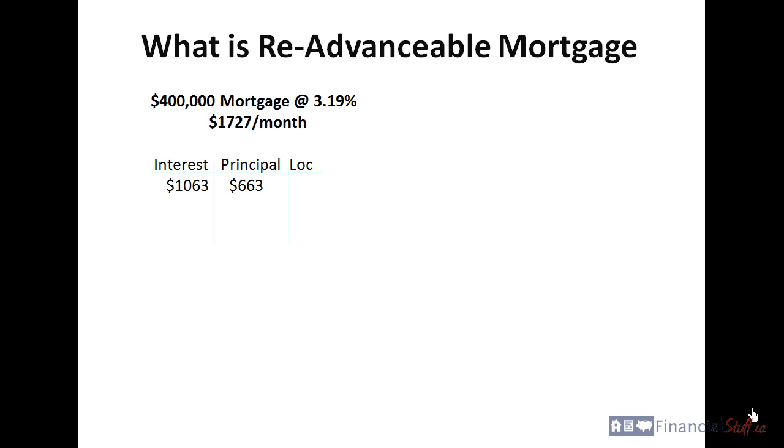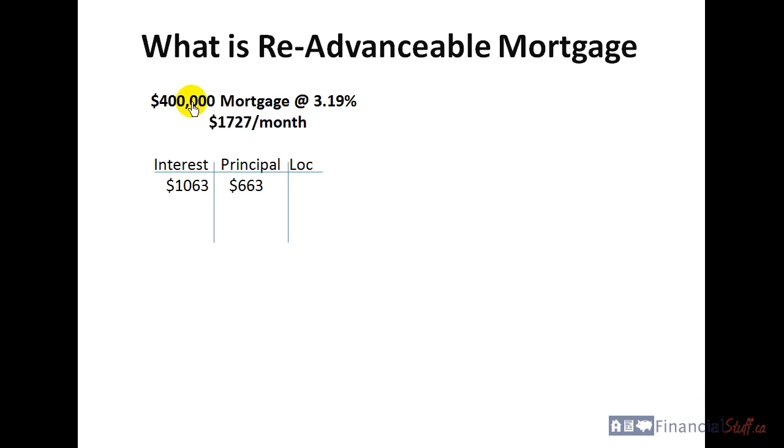you can actually take your principal back that you paid down in the form of a line of credit, leaving you with an interest-only payment at 3% or 3.19 versus a line of credit which is issued at 3.5% or 4. So let's go through an example.